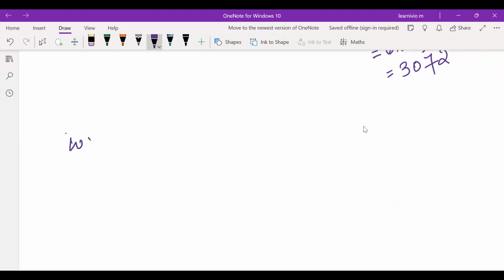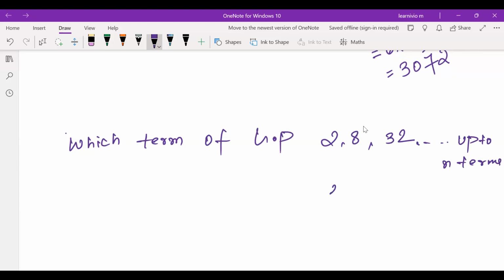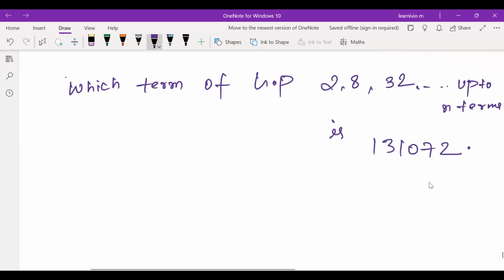Which term of the GP 2, 8, 32, up to n terms is 131072? Which term of this GP is 131072?